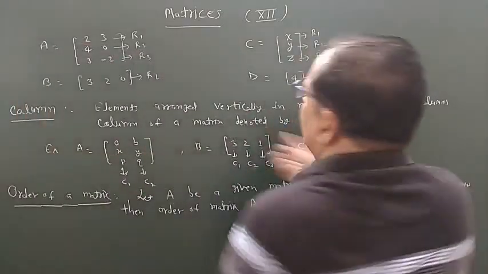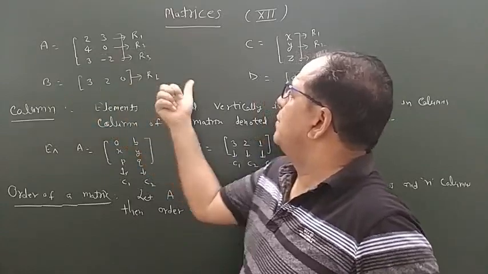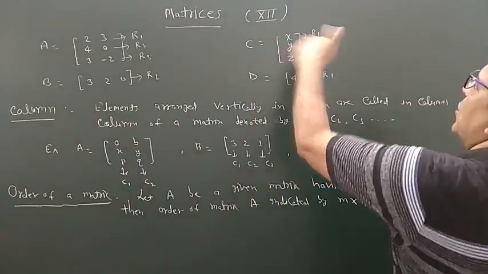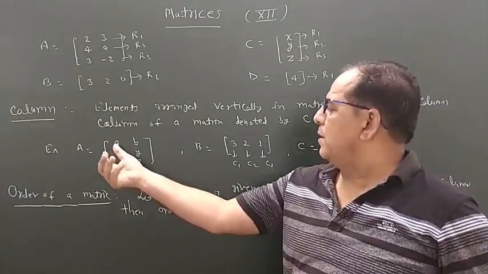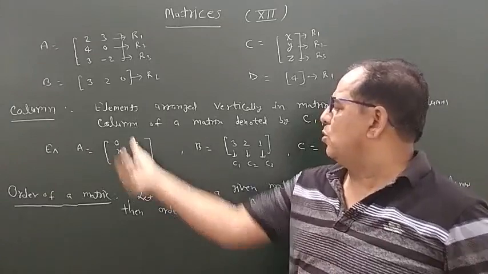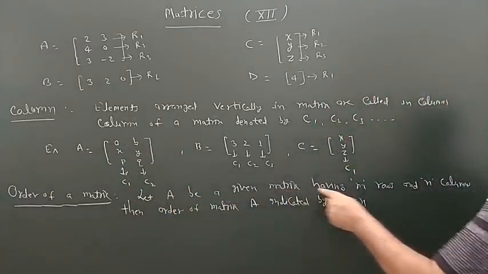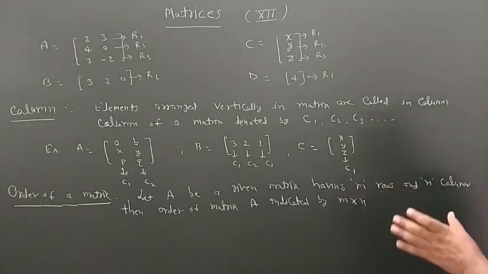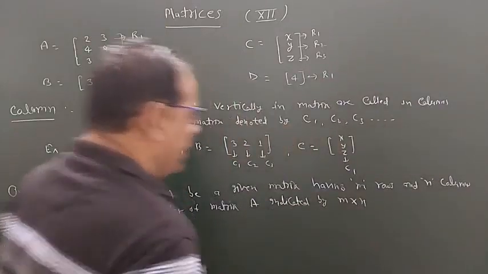Let A be a given matrix having m rows and n columns. It may have 3 rows, 2 columns. It may have 1 row, 3 columns. It may be 3 rows, 1 column, or 1 row, 1 column. So here we assume, let A be a given matrix having m rows and n columns, where m and n have numerical values. Then the order of matrix A is indicated by m cross n.